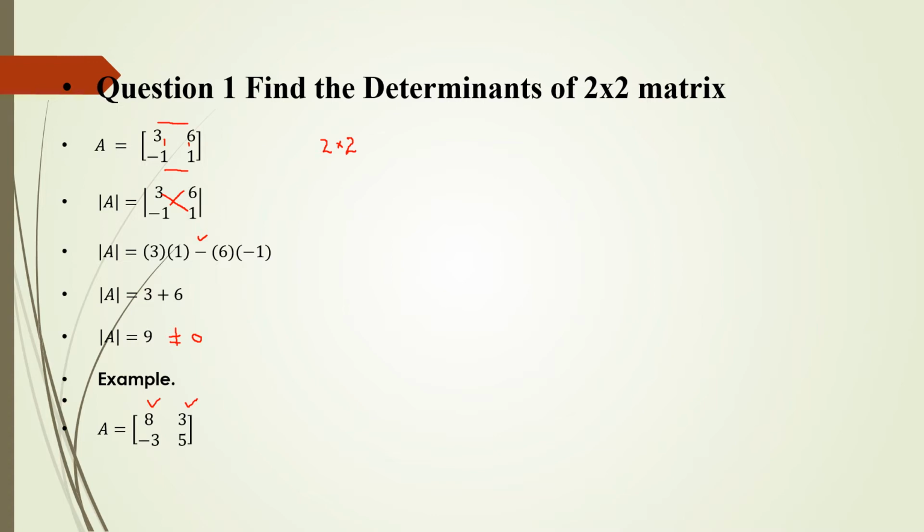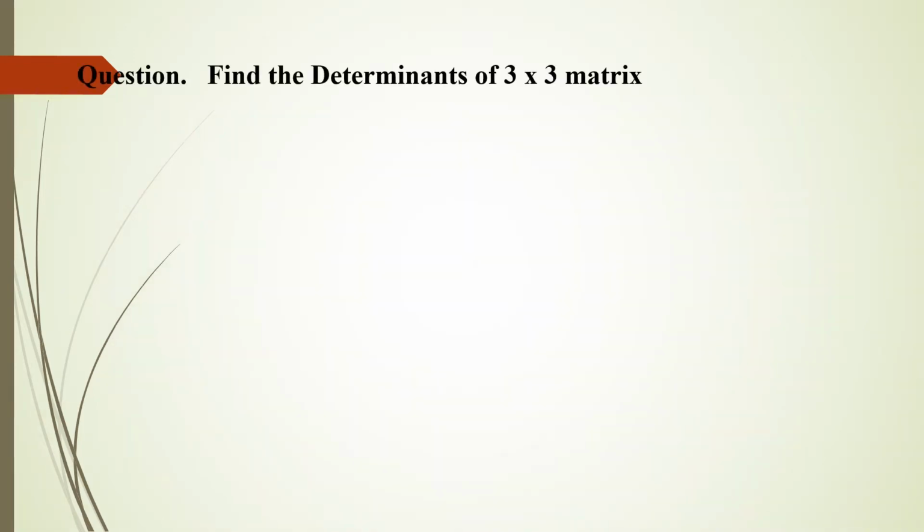And how can we find the determinant of a 3 by 3 matrix? So here we have one question, and this matrix is in the form of 3 by 3. Its order is 3 by 3. 3 by 3 means that we have 3 rows and 3 columns. I'm writing here again.